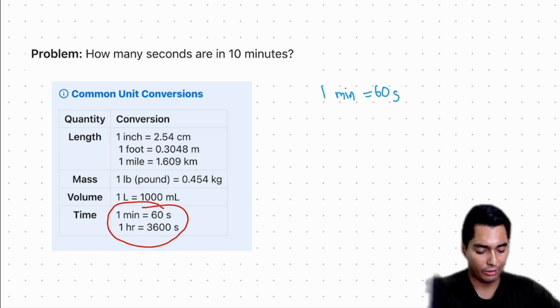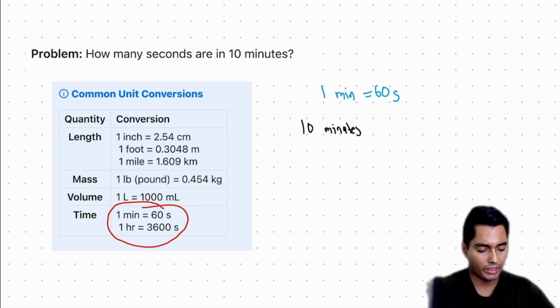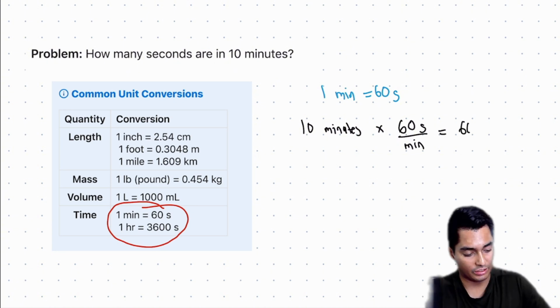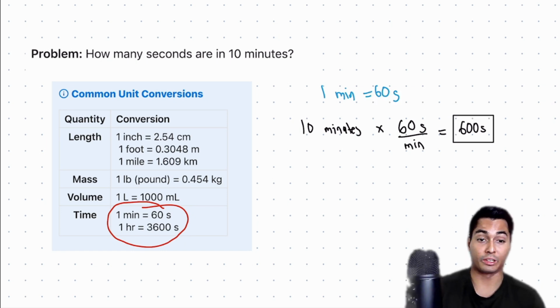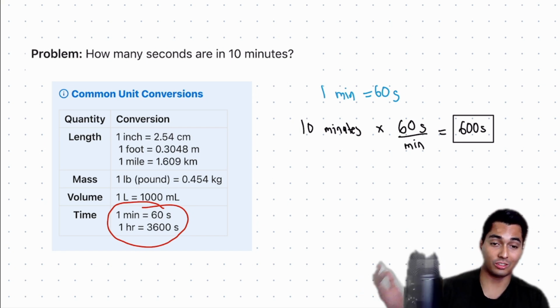If we have 10 minutes, and 1 minute is 60 seconds, then do you agree that we're going to have to multiply 60 seconds per minute to get a total answer of 600 seconds? Do you see how I just intuited that right away? So if 1 minute is 60 seconds, then 10 minutes have to be 600 seconds.